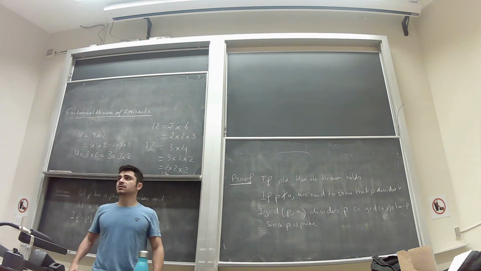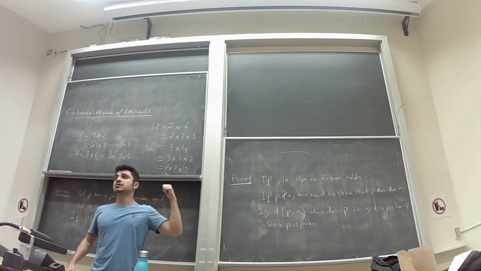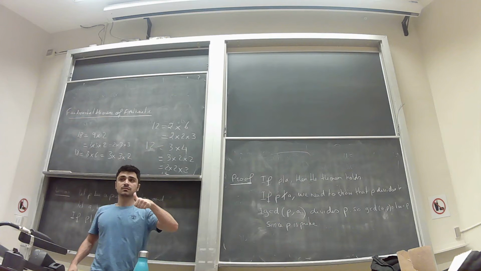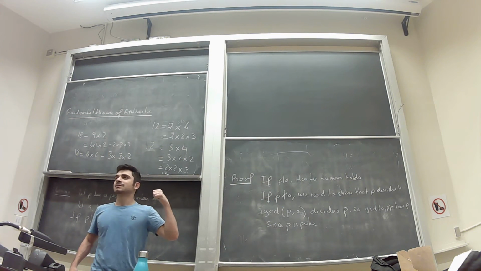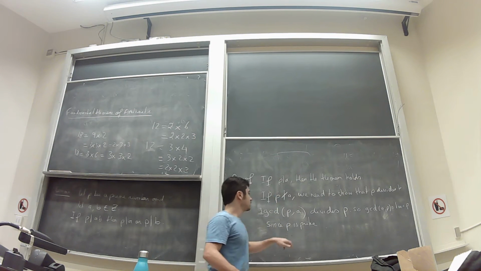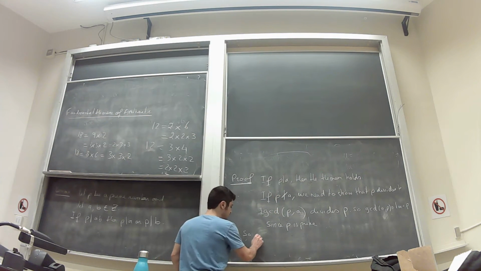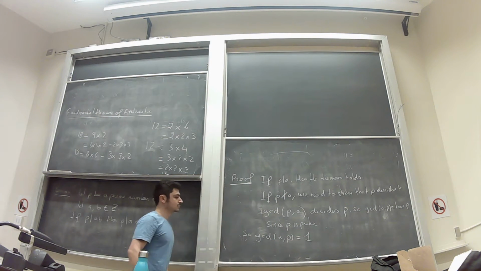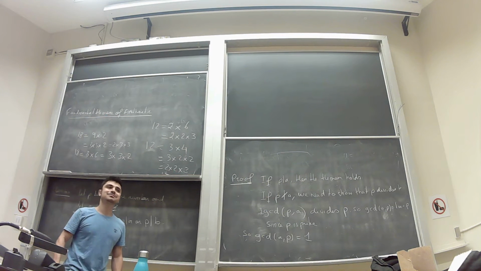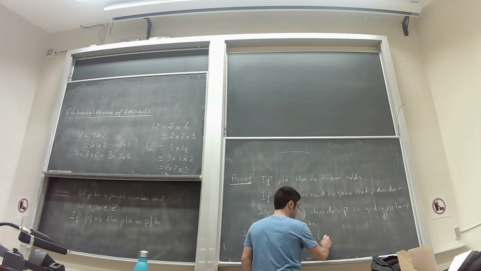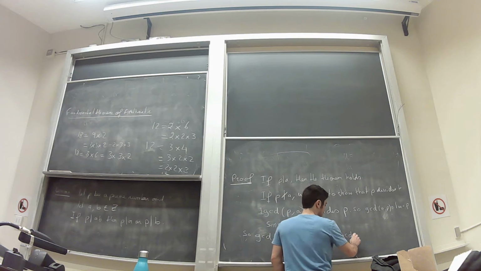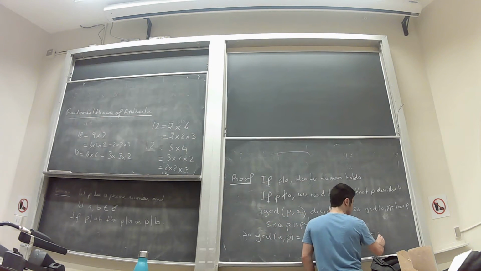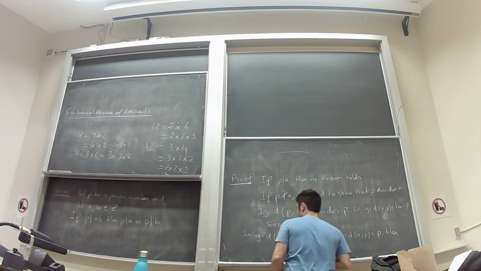Are we all following? Any question on this? Please raise your hand. It's important. That all good? Okay. So the gcd of a and P is equal to 1. Why is that? If the gcd of a and P is equal to P, then P would divide a.